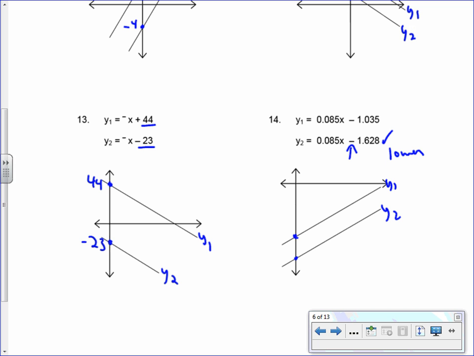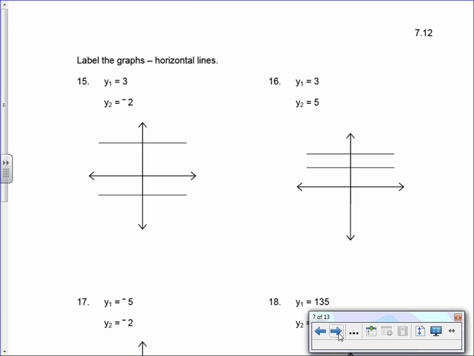Okay. All right, and the last comparison we have is horizontal and vertical lines. All right, these 2 lines are horizontal. The x and y axis are the ones with the arrows. Okay, so this is a horizontal line through 3, and this is through 3. This is a horizontal line through -2, y1, y2.